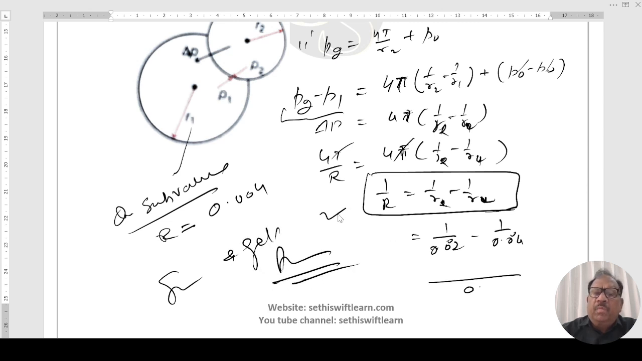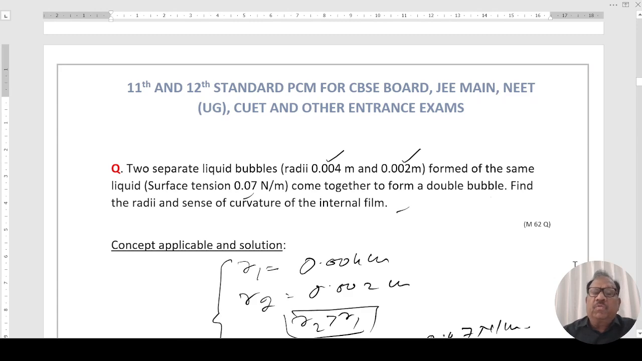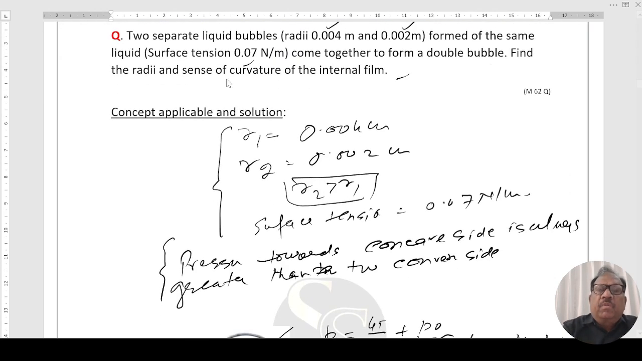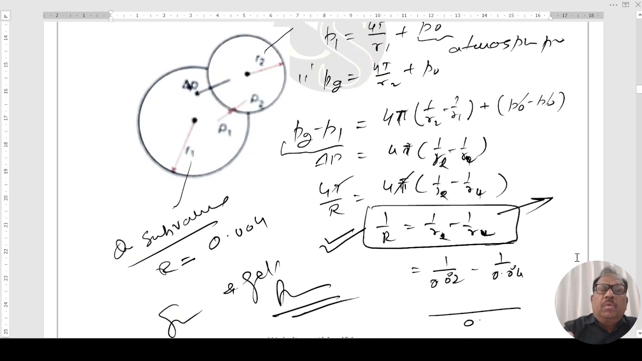Right? The direct formula is this. If two drops combine, then what is the radius of the interface and the sense of curvature of the interface? The sense of curvature of the interface will be concave towards the smaller radius. Right? This is all about it. This is the smaller one, so this will be the shape of the interface. Right? Next question.